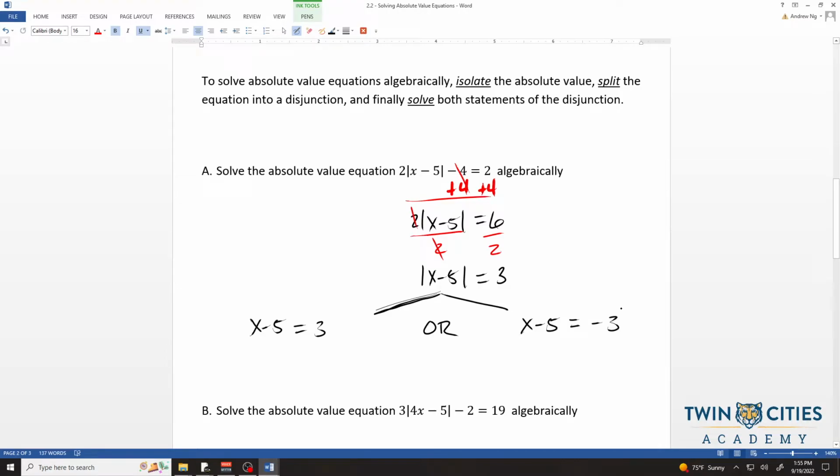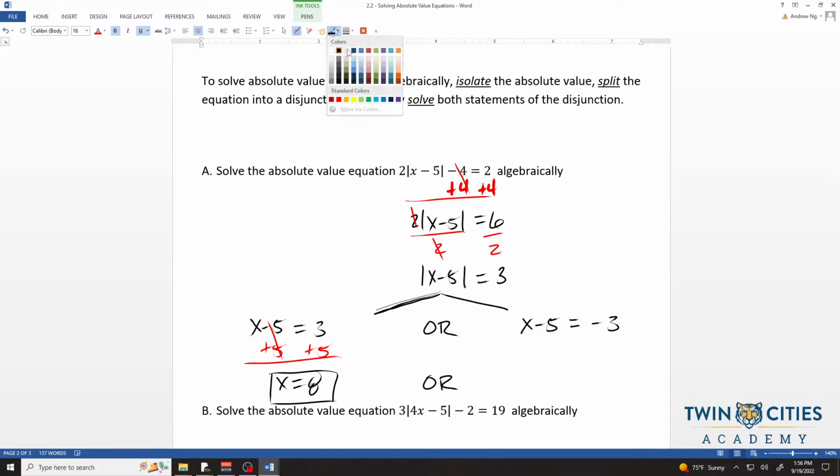And then solve each. So if I add 5 to both sides here, I will get x equals 8. Or if I add 5 to both sides on this side, then I'll get x equals 2, which is exactly what we saw graphically.